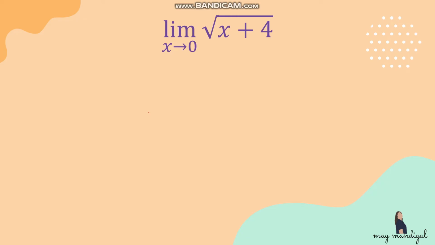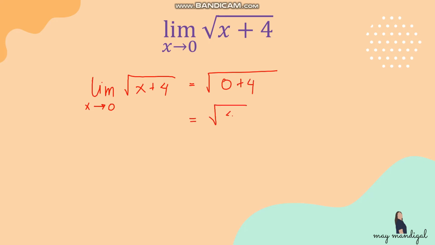Another example, let's say we have to identify the limit of the function square root of x plus 4 as x approaches 0. In this case, we just have to look at the expression inside the radical symbol. It's x plus 4, meaning we can just do direct substitution. So square root of 0 plus 4. This is just equal to square root of 4, or the answer is 2. So you can just do direct substitution if it's just like this. There are no restrictions because it's not a one-sided limit.